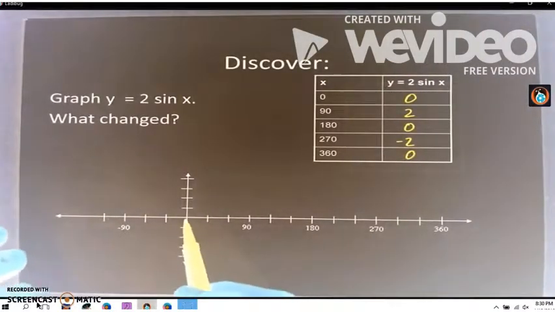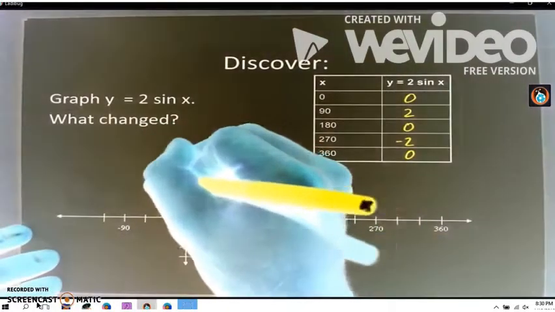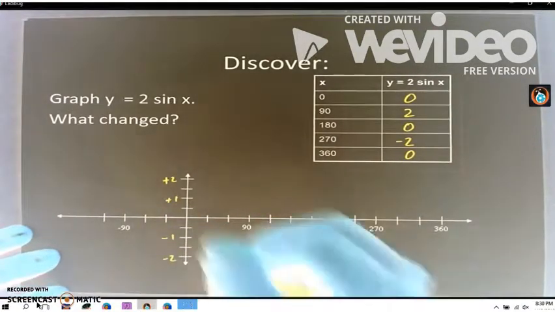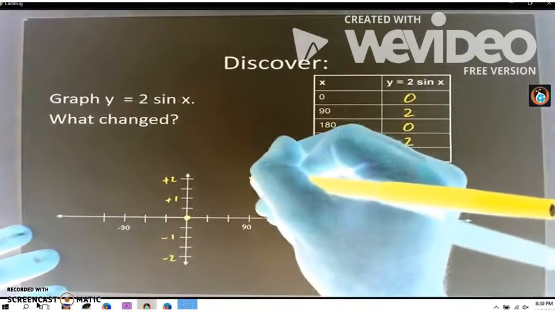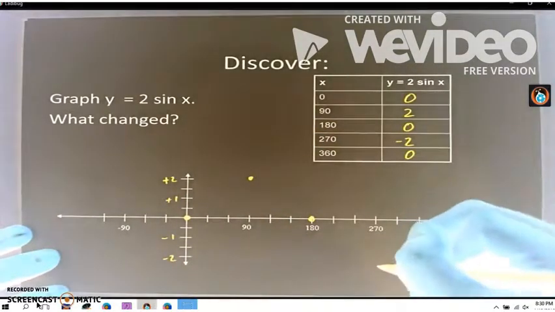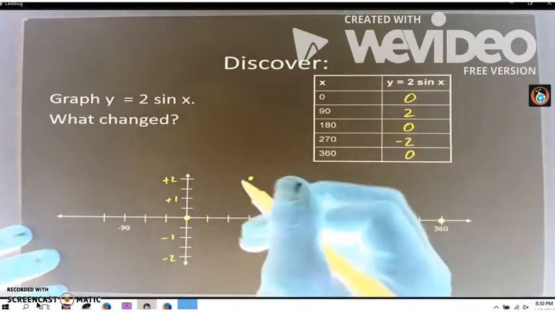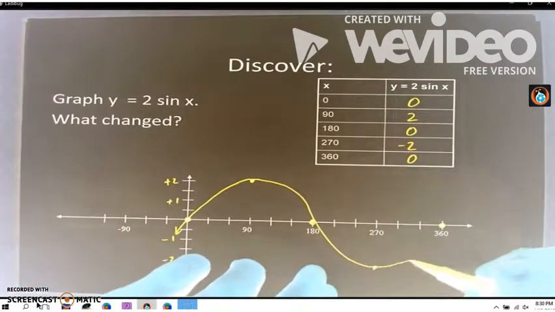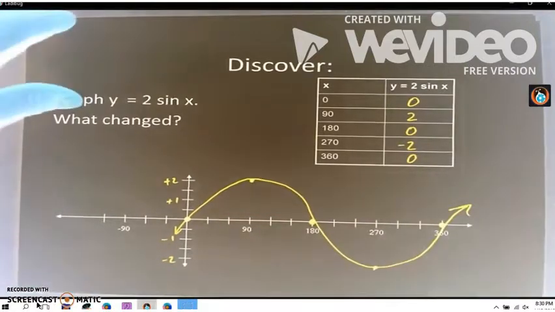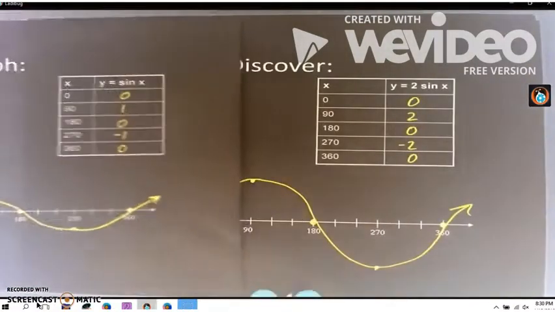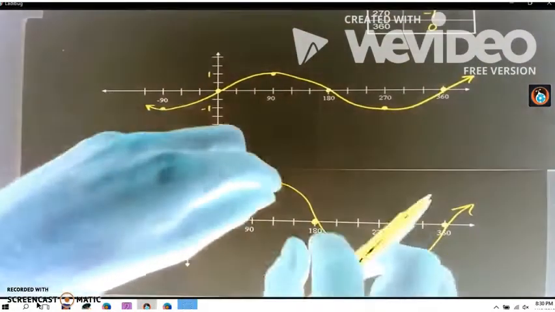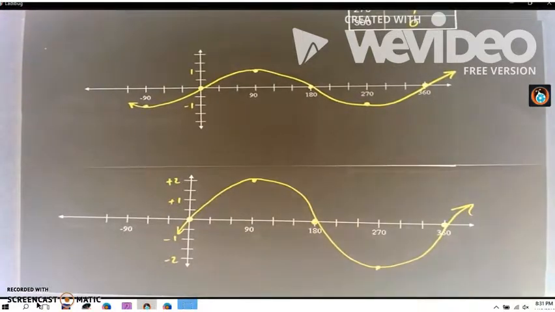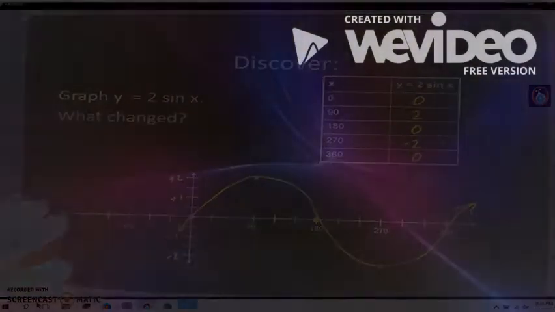So as I go to graph this, I'm going to label positive 1, positive 2, negative 1, negative 2, and I'll go ahead and graph my function. And so if I were to compare this to the parent function, you'll notice that essentially it's just gotten a little bit stretched, if you will. And in fact, that is the key term, or type of transformation, that we've done.